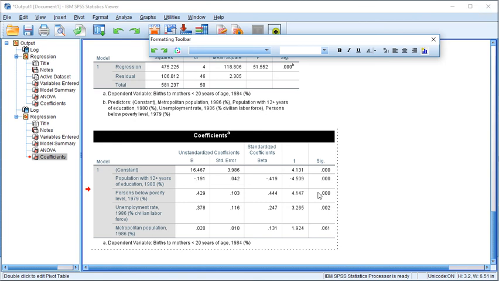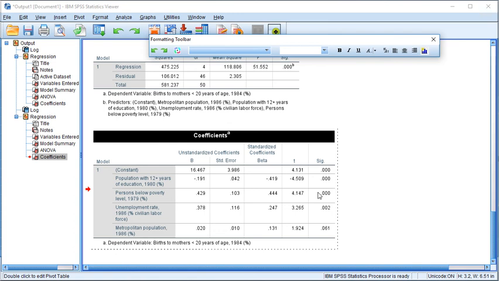We also notice as we go down that persons below poverty level is also statistically significant. I will move the cursor over top of it. It's 0.000143. Again, if you double click on the output so that you can edit it, you can move the cursor over top of the cell that has the significance value and see a more detailed output. So I would indicate that both of these first two variables have t-tests that are statistically significant at the 99.9% confidence level, or the probability values are less than 0.001.